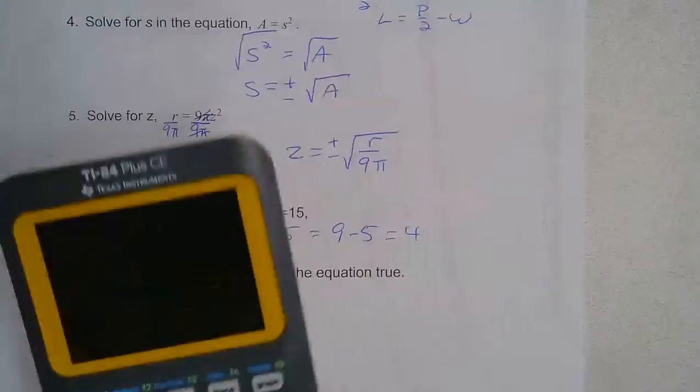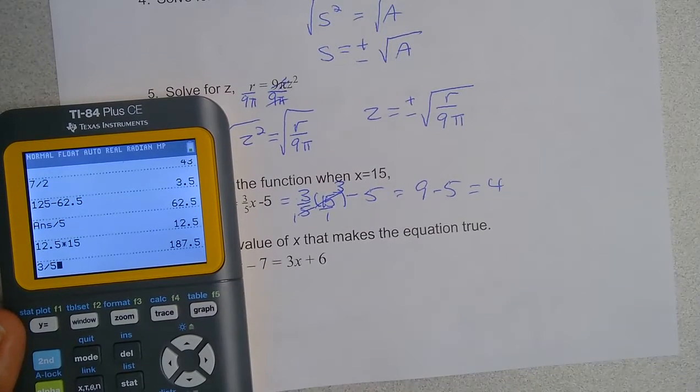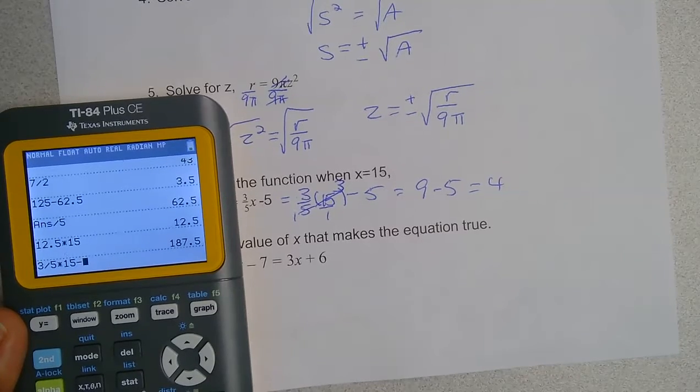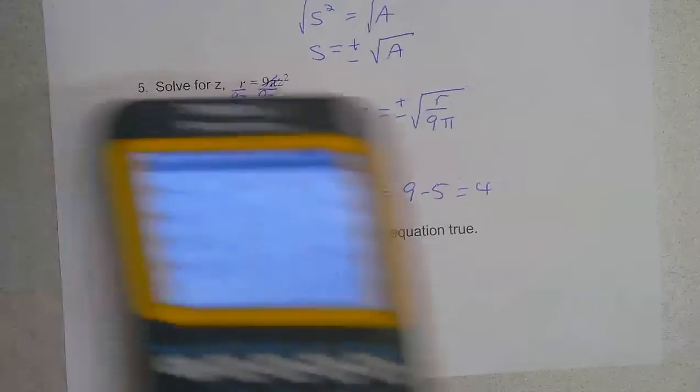Now, as always, you can use a calculator. So if you needed to use one, you can do 3 divided by 5 times 15, and then minus 5, and you got 4.